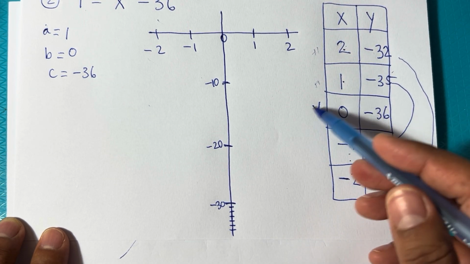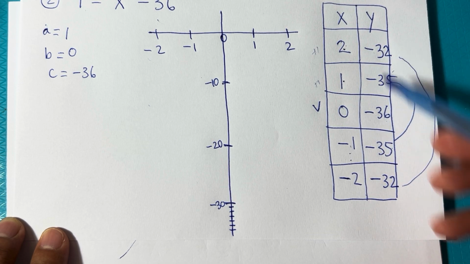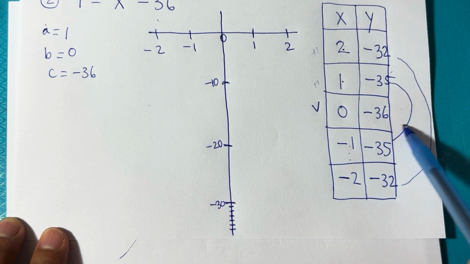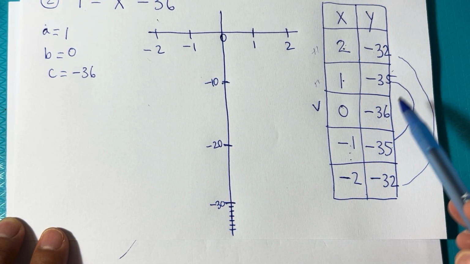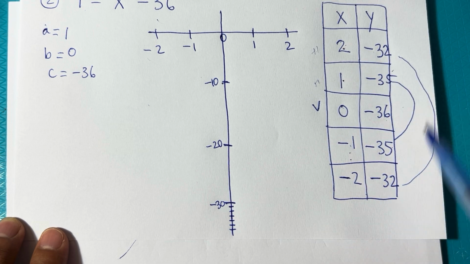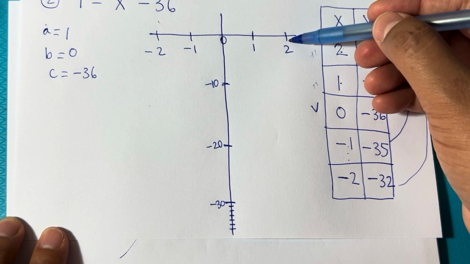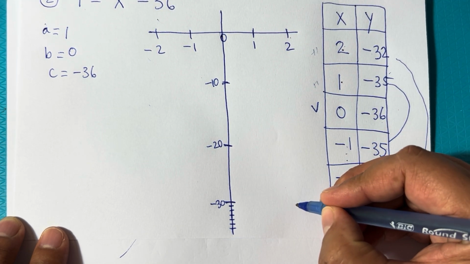And you can start with the vertex, as in the last one where we started with the vertex and then did the other ones. But if you know that this is the vertex, and from that point you open your parabola to either side, then you should be fine doing any point, okay? So 2, negative 32. 2, negative 32 will be around here.